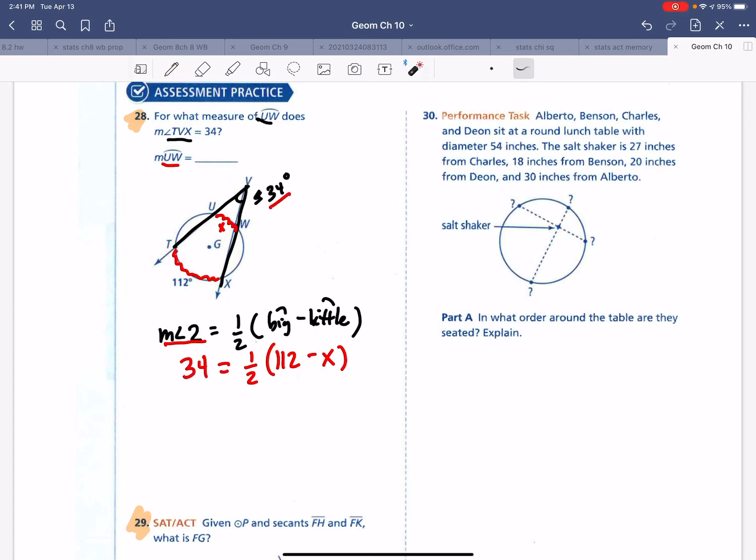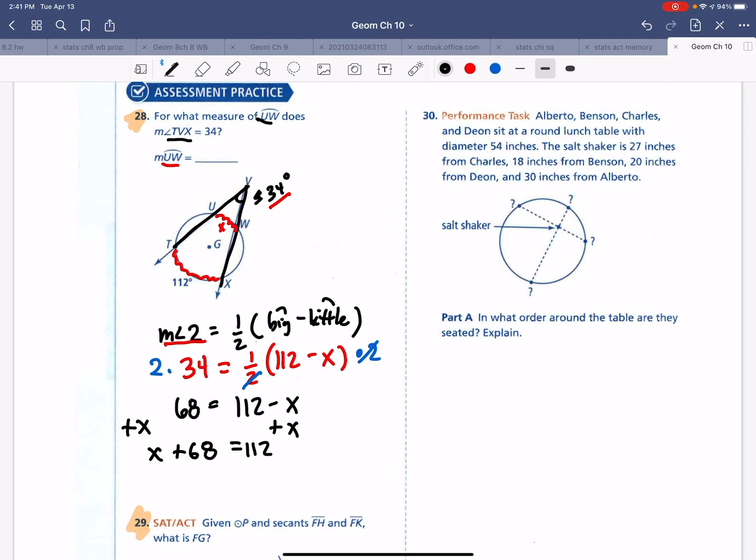So again, with my Lynch swap, I can just move the 2 up here and do away with it. Or I just multiply by 2 on both sides and cancel it. So the same thing happens here, right? 2 times 34 would be 68. And let's add x to both sides, so it's over here now. And then we'll subtract 68 from both sides. And we get 44. And so we think that's 44.